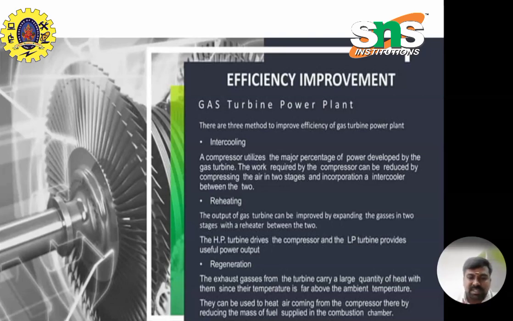The regeneration method. The exhaust gases from the turbine carry a large quantity of heat with them, since their temperature is far above the ambient temperature. They can be used to heat the air coming from the compressor, thereby reducing the mass of fuel supplied in the combustion chamber.